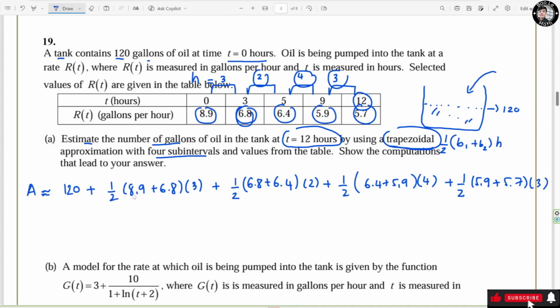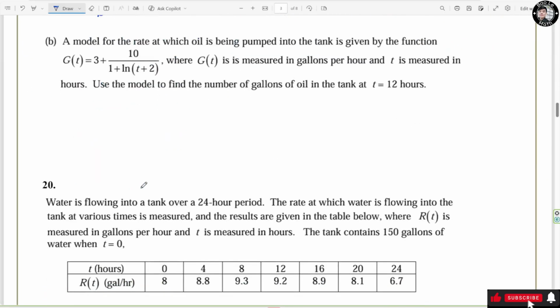And if you use a calculator, your answer should be approximately 198.75 gallons. Now question B. A model for the rate at which oil is being pumped into the tank is given by the function g of t equal this one, where g of t is measured in gallons per hour and t is measured in hours. Use the model to find the number of gallons of oil in the tank at t equals 12 hours. So you're going to use the fundamental theorem of calculus.